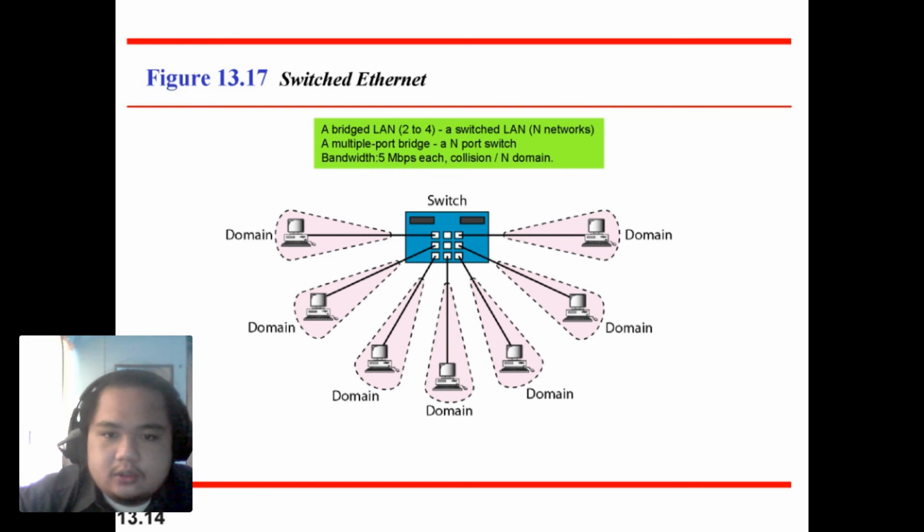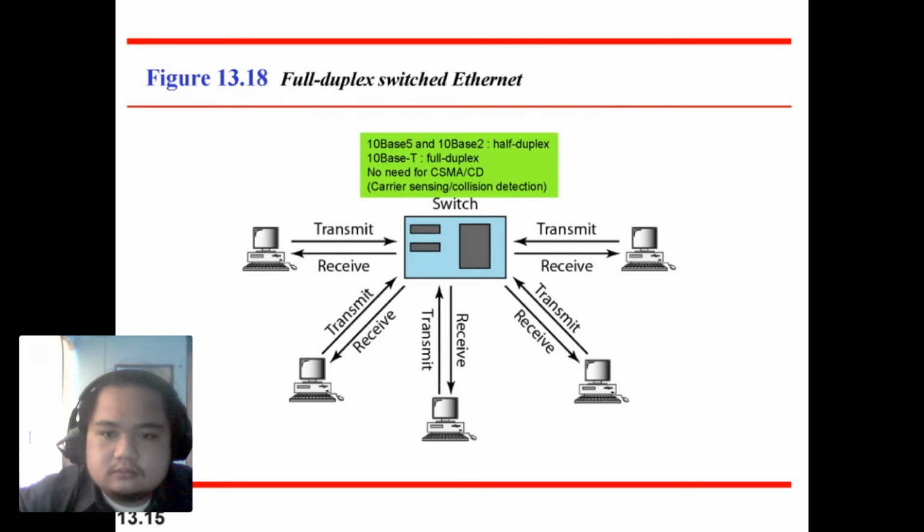Switched Ethernet. Bridged LAN, a switched LAN. Multiple ports, a switch with 5 megabit per second, each in its own collision domain. Full-duplex switched Ethernet. You can see in this picture the 10Base5 and 10Base2 are half duplex. 10Base-T is full duplex.